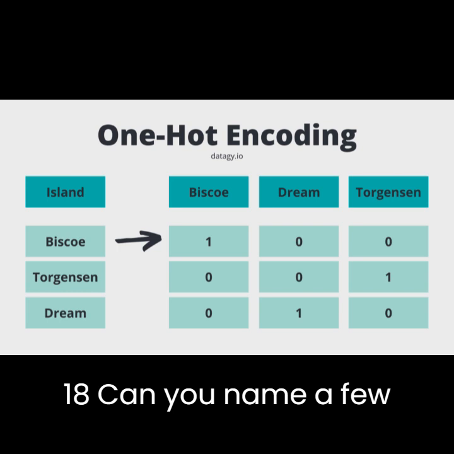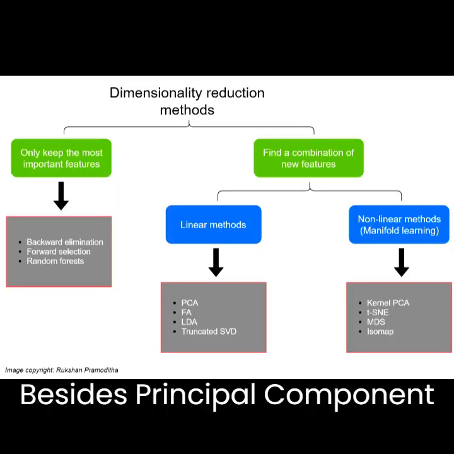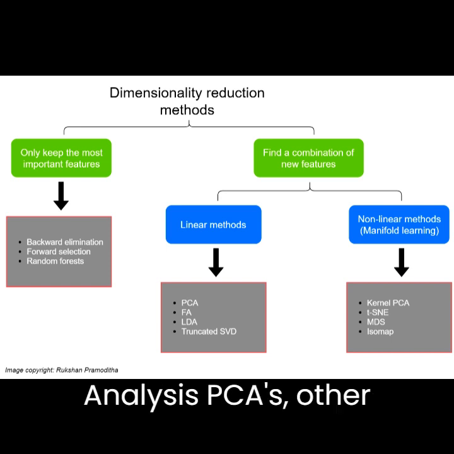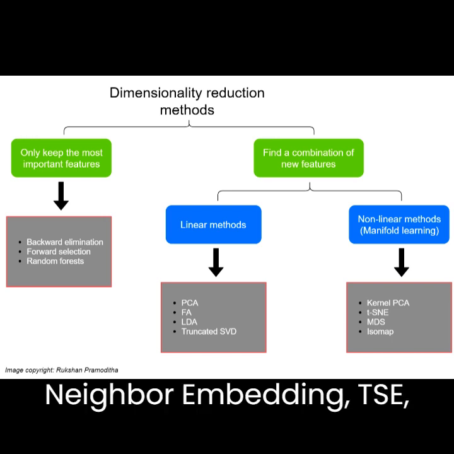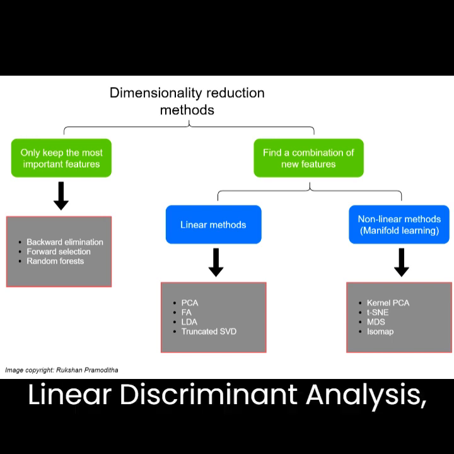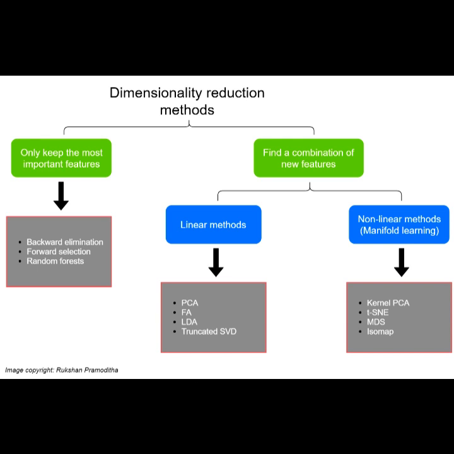18. Can you name a few dimensionality reduction techniques? Answer. Besides principal component analysis, PCA, other techniques include t-distributed stochastic neighbor embedding, t-SNE, linear discriminant analysis, LDA, and autoencoders.